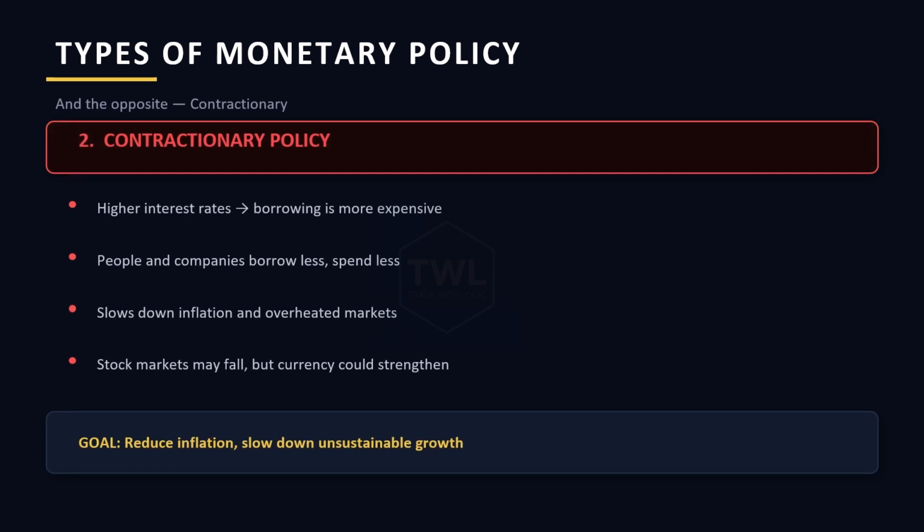The second strategy is the opposite, contractionary policy. Think contract, meaning to shrink or slow down. Here's what happens. Interest rates go up, so borrowing becomes expensive. People and companies borrow and spend less. This slows down inflation and cools off an economy that might be growing too fast, too recklessly. Stock markets may actually fall during this, but the currency could get stronger. Think of it like pressing the brake pedal instead of the gas. Sometimes the economy needs to slow down on purpose so it doesn't overheat.